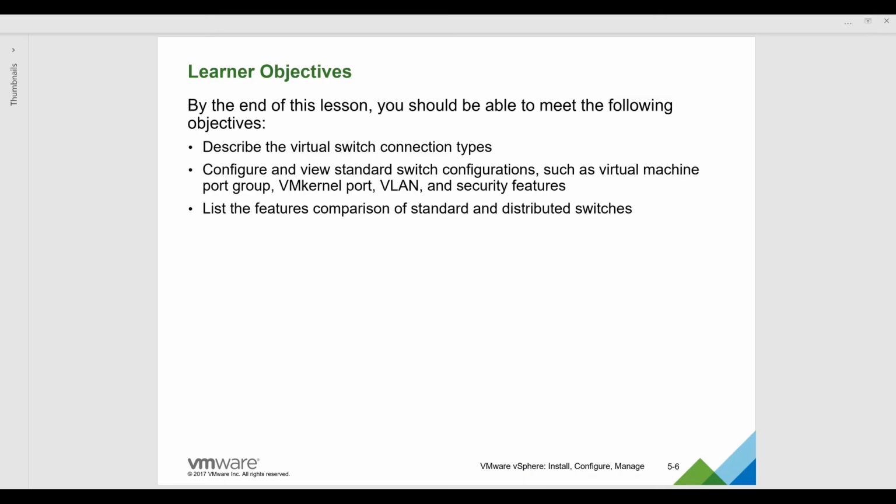By the end of this lesson, you should be able to meet the following objectives: describe the virtual switch connection types, configure and view standard switch configurations, such as the virtual machine port group, the VM kernel port, VLANs, and security features. You should be able to list the features of the standard and the distributed switches and compare them.